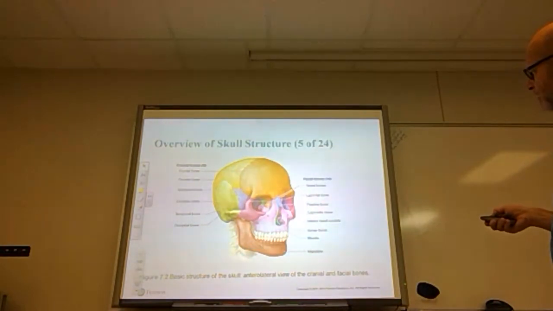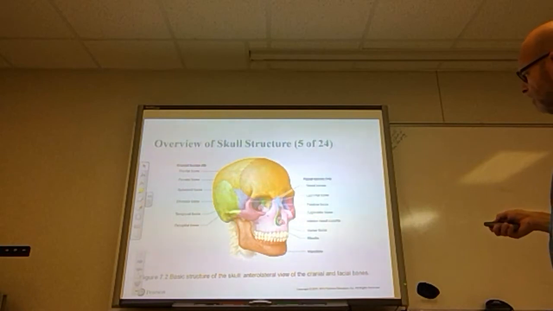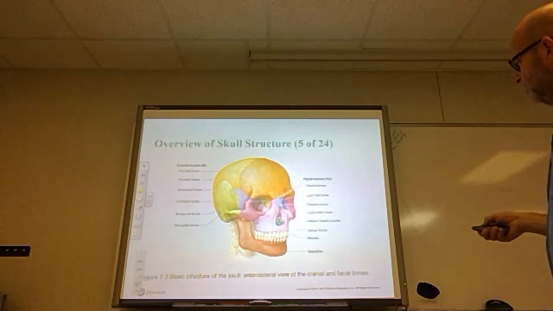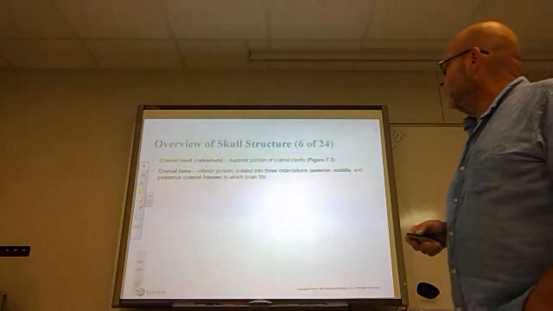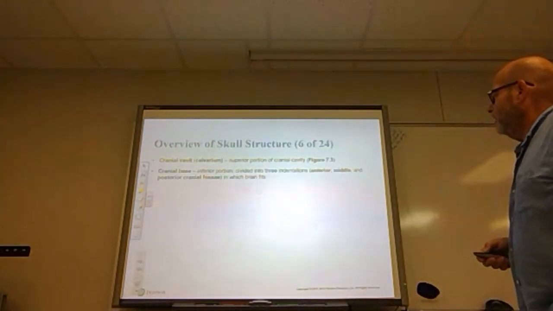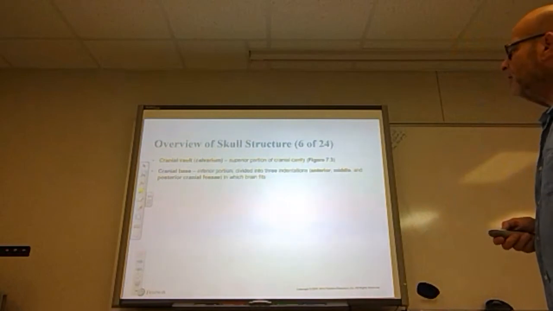The lacrimal bone is there. The palatal bone is there in the back. The zygomatic bone, sort of a dark pink one. The inferior nasal conchae bones are right there. The vomer is this dark blue one. The maxilla is the sort of pale pink one, and then this sort of orangey, rusty red one is the mandible. The cranial vault is the superior portion of the cranial cavity, and we talked about that earlier.